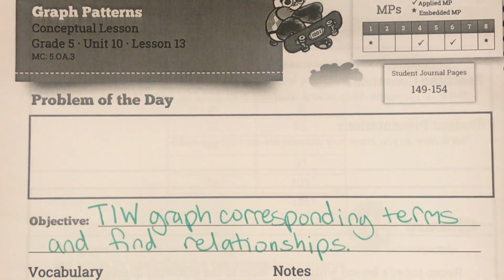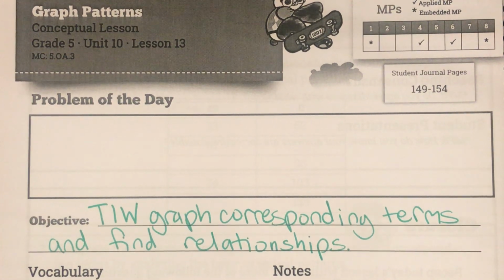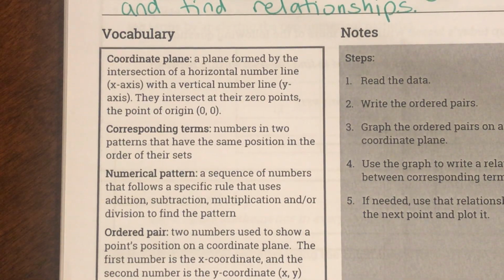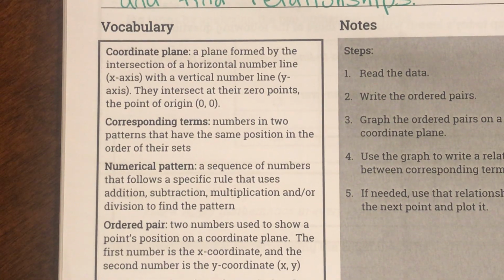Okay, so if you notice, our objective or goal is different than yesterday. Yesterday we were finding relationships, but now we're also adding to that, we're going to be graphing them. So we're doing two things we've done in the past, but now we're putting them together. If we look at our vocabulary, there's really nothing new. There are some things just to remind us about.